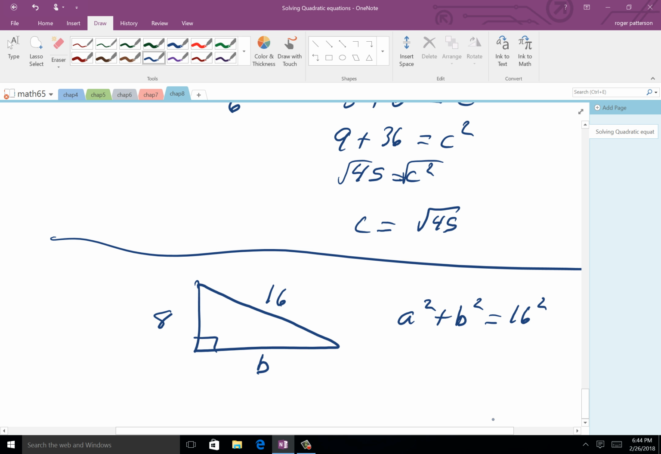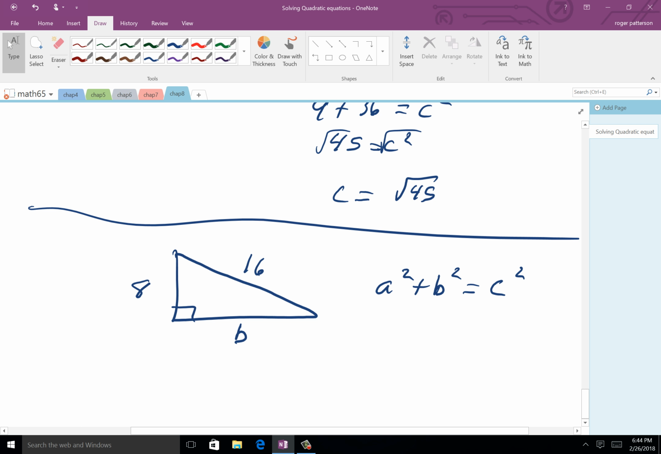Okay, so here again, we got to know where that 16 is, opposite that 90. So it's got to go there. And the A and the B, the 8. I'm kind of giving this whole thing away. So 8 is here. That could be A or it could be B. It really doesn't make any difference where you put it. You're going to get the same thing.